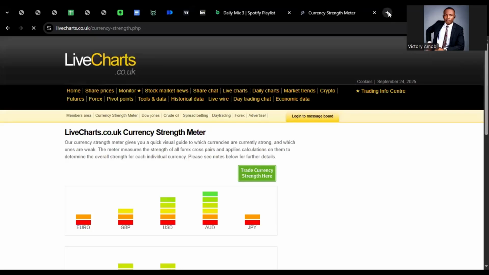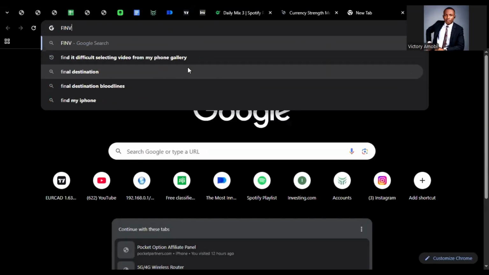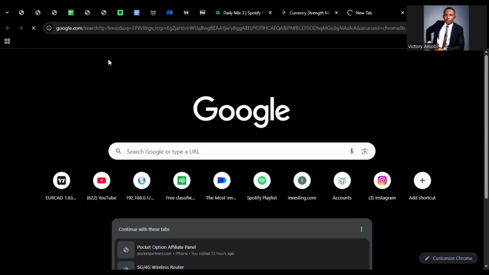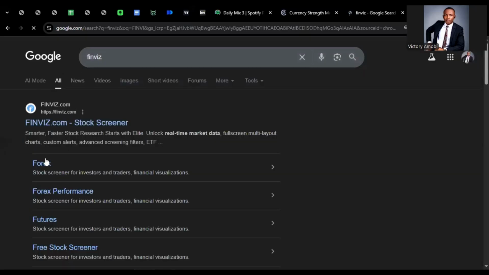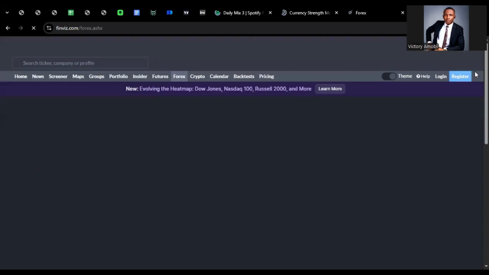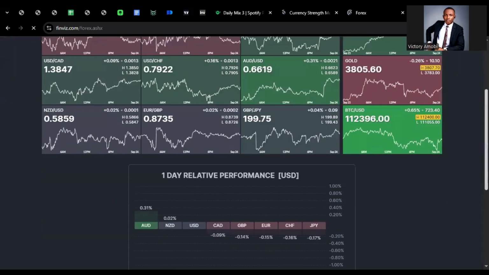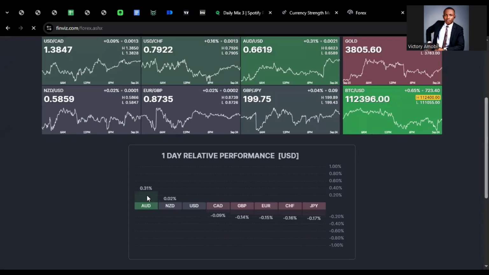If you also want to check this other one, you're going to see the same correlation. AUD, see how strong AUD is. AUD is actually the strongest. JPY is the weakest. So you are trading with the best pair, basically. AUD is way strong. JPY is very weak.